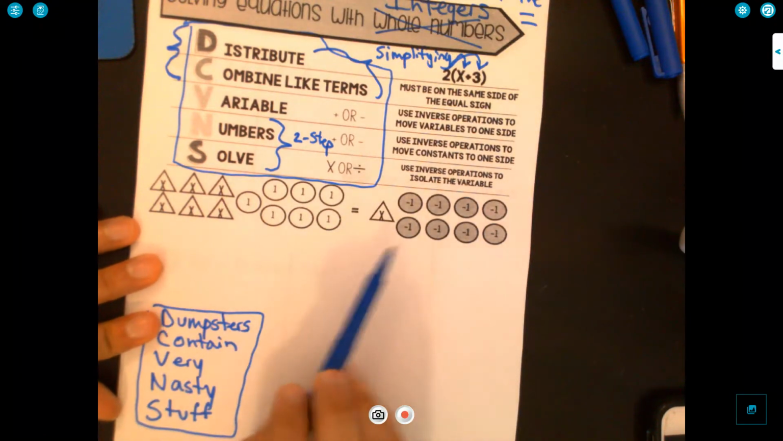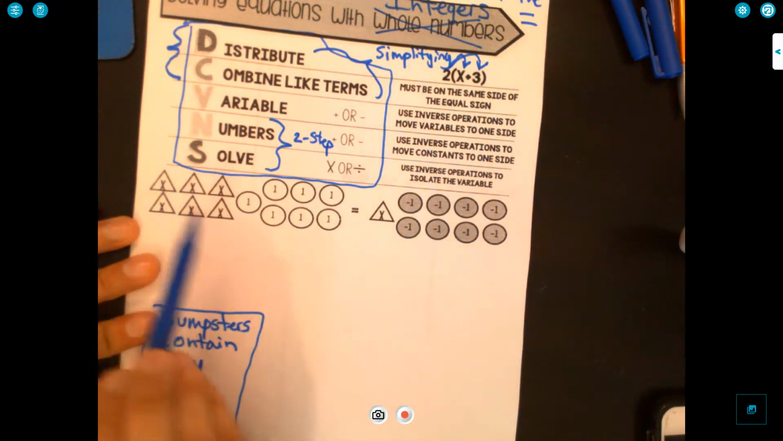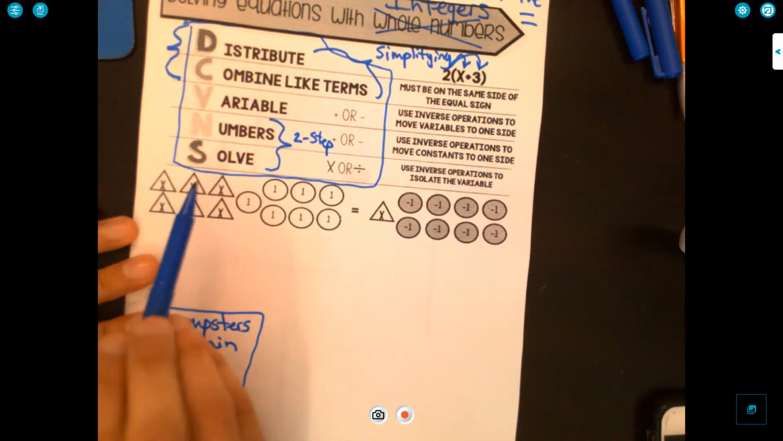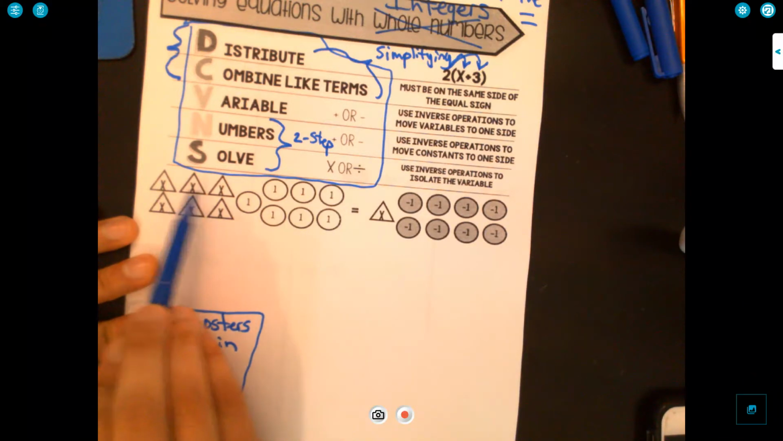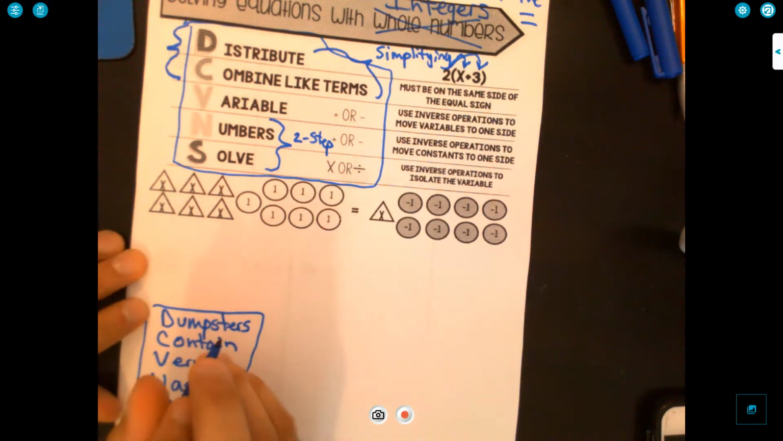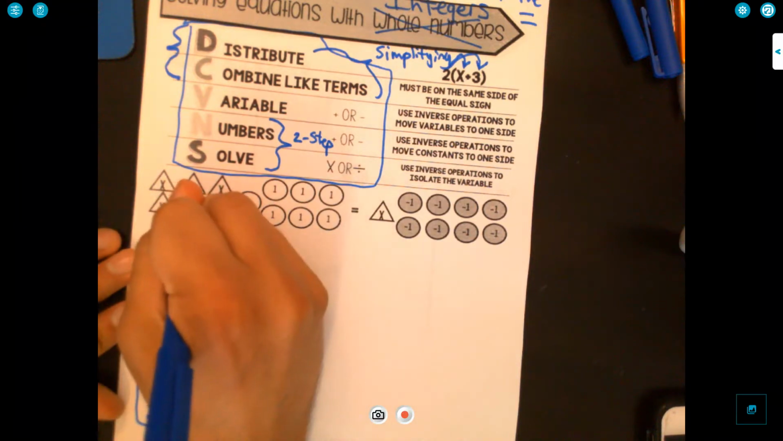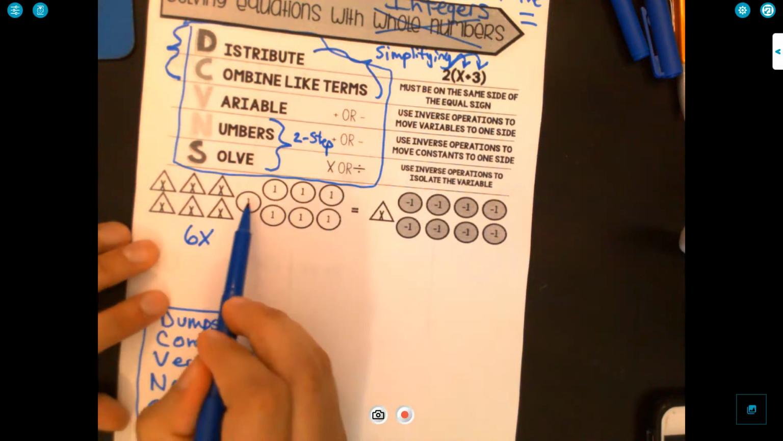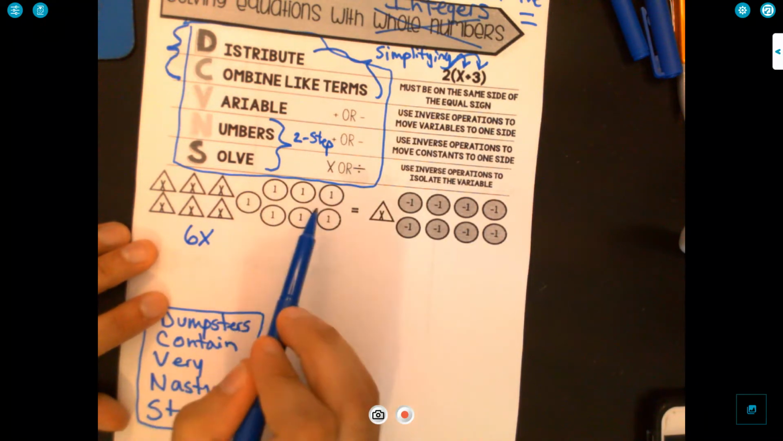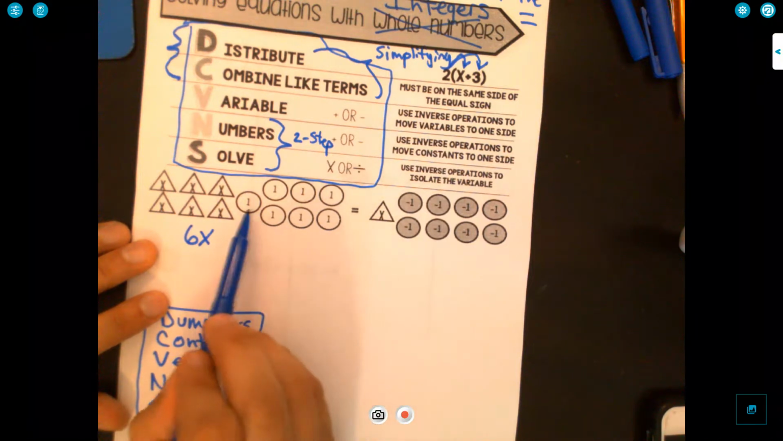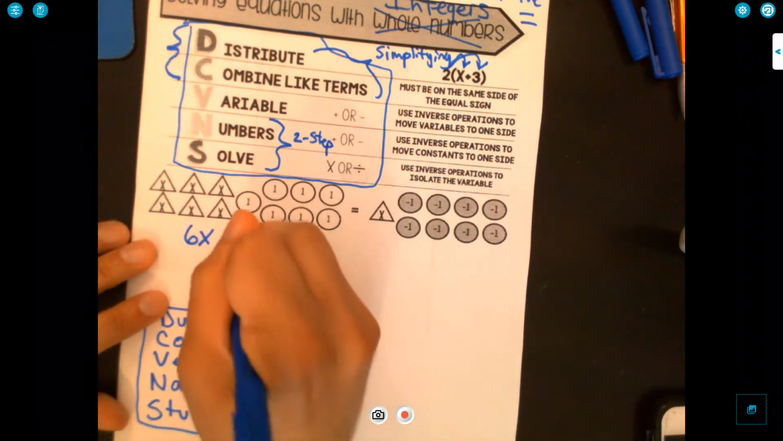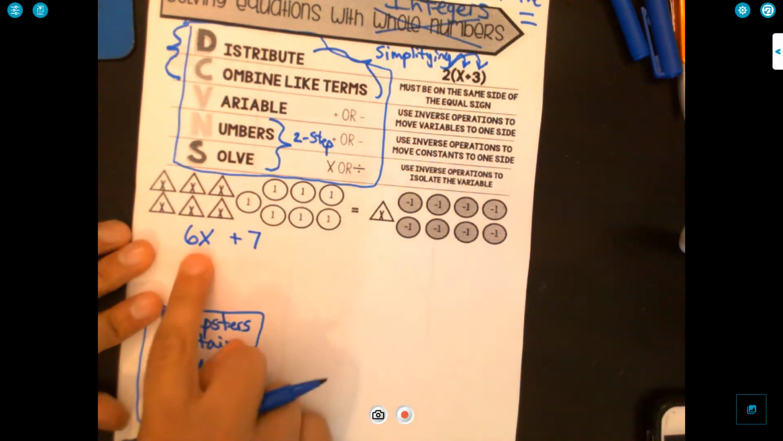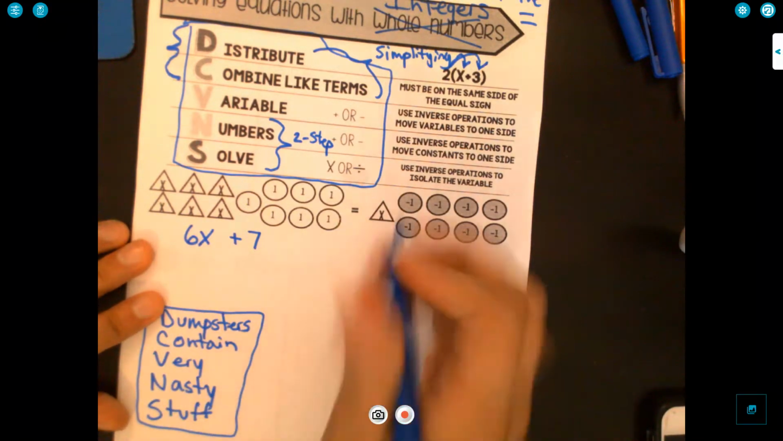So what you're going to do is look inside each shape that they give you. So notice that's an x, x, x, x, x, x. How many x's do we have? We have 6. So that means our coefficient is going to be 6, and we have those x's. All right, and then we have little ones on their own. So those are going to be the constants. And how many do we have? We have 2, 4, 6, 7, positive 7. So 6x plus 7, we have our equal sign.